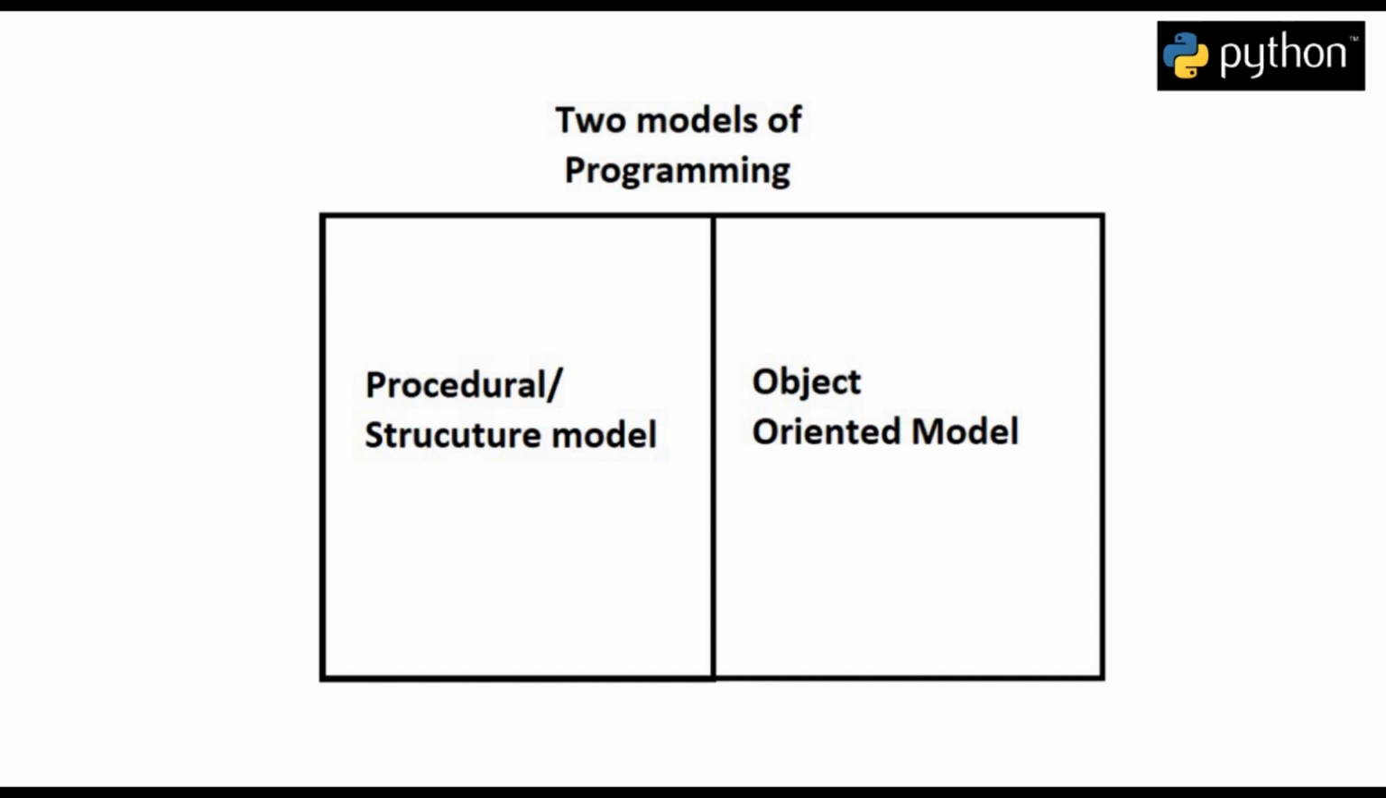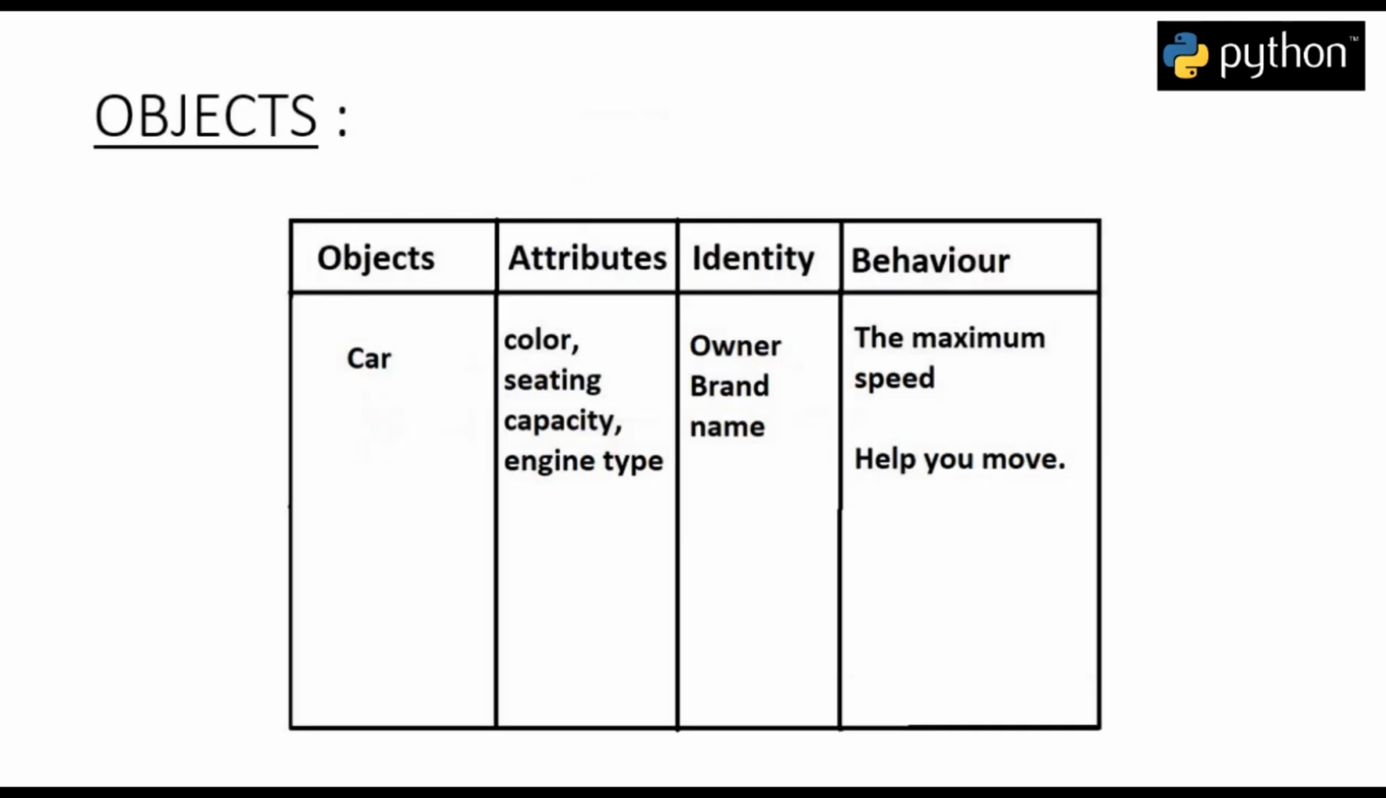The other method of programming is object oriented programming. In object oriented programming, we basically focus on data and objects rather than function and logic. To understand object oriented programming, we first have to understand what we mean by object itself. In Python, objects are very much analogous to any real life object.